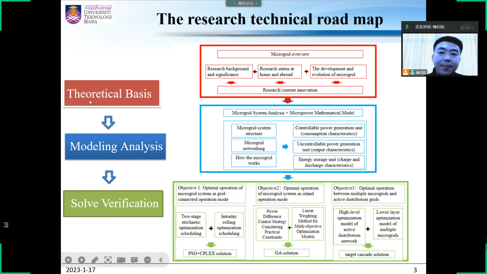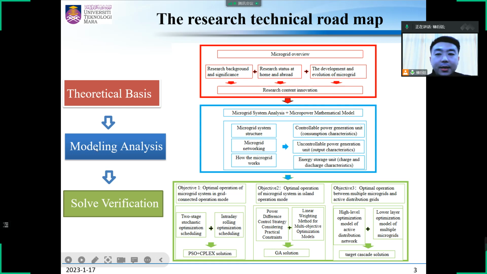Here we can see the research technical roadmap, and we can divide it into three steps. The first one is the theoretical basis. We will do the microgrid overview, including research background and significance, research status at home and abroad, the development and evolution of microgrid. Also, we can get the research content innovation.